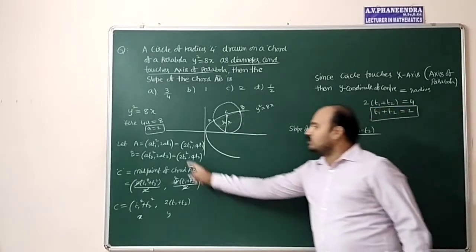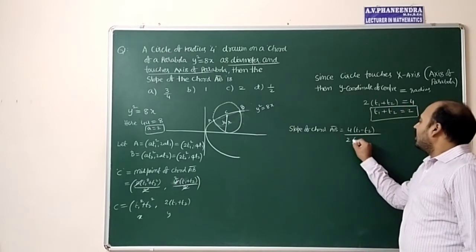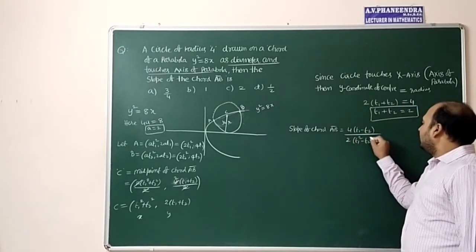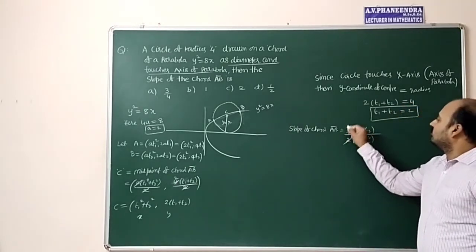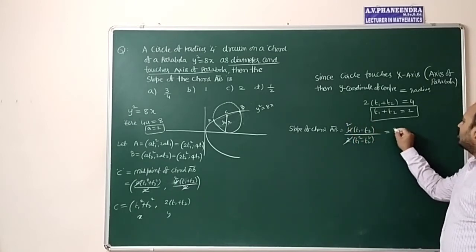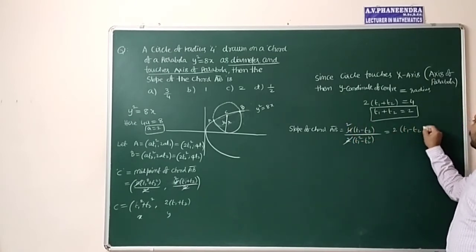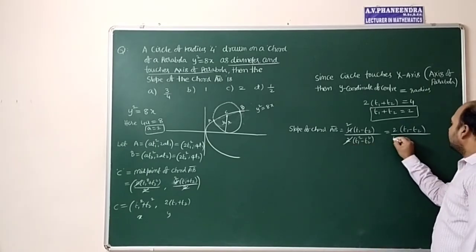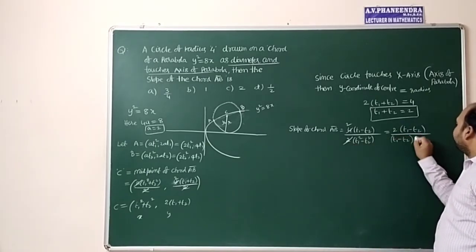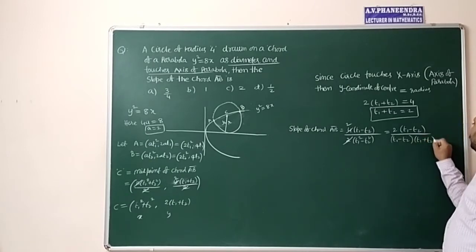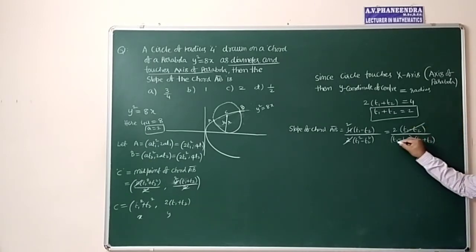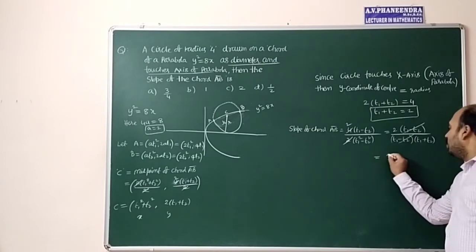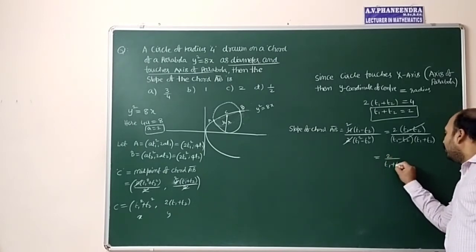Divided by, here 2 take common, and t1 square minus t2 square, which is equal to 2 into (t1 minus t2) whole divided by, here a square minus b square, (a plus b)(a minus b). So it is (t1 minus t2) into (t1 plus t2). So t1 minus t2 gets cancelled, and we get 2 divided by t1 plus t2.